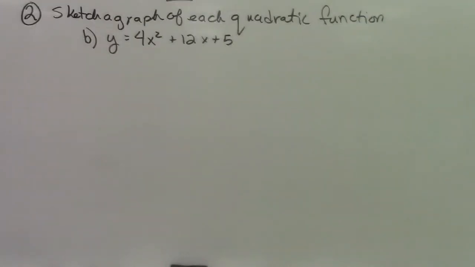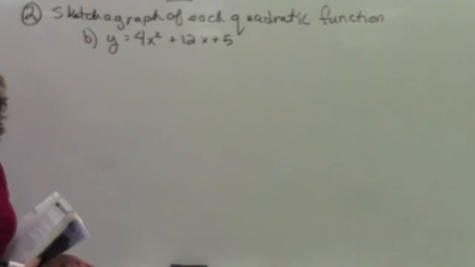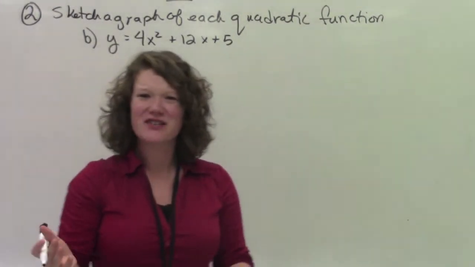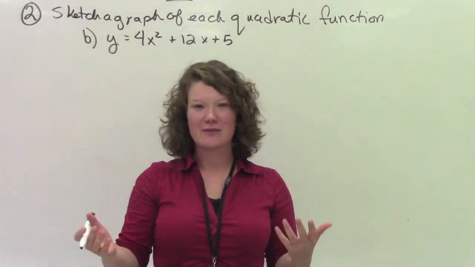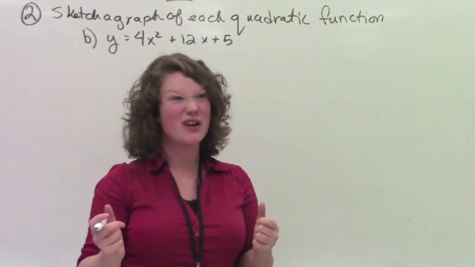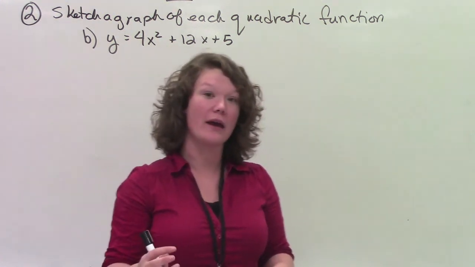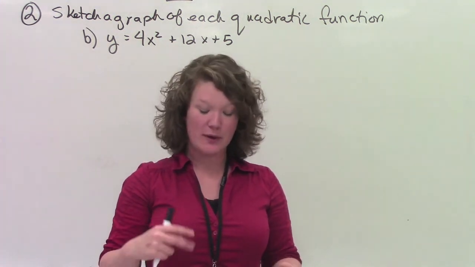Right, so let's do the B part of question number two. Sketch a graph of each quadratic function. B part, y equals 4x squared plus 12x plus 5. My suggestion, just like last time, is to check out the discriminant. Do you actually need that to solve it? No, but it helps to inform which way we're going to work with it.